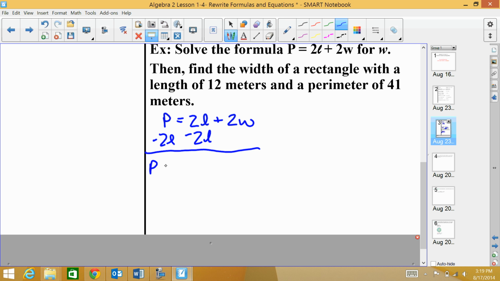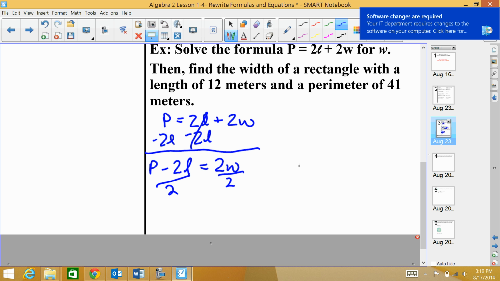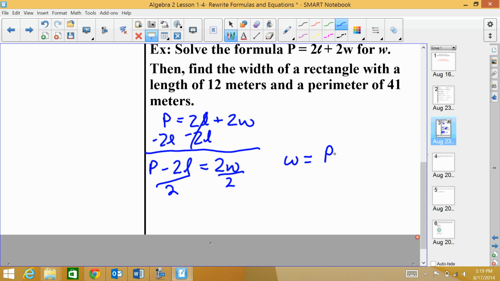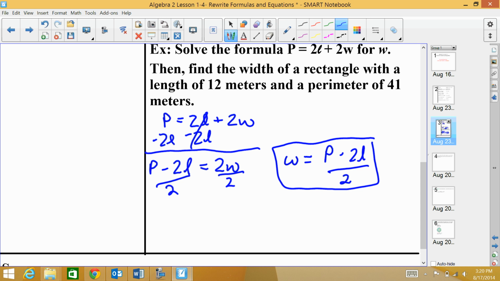So I have P minus 2L equals 2W, because those canceled out. So now I want to get W by itself, so I need to divide by 2. So then I get W equals P minus 2L over 2. So that's my answer. That's my equation that I came up with for W. And then it says find the width of a rectangle with a length of 12 meters and a perimeter of 41. So I'm just going to plug in those values.